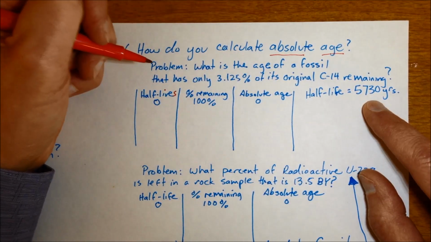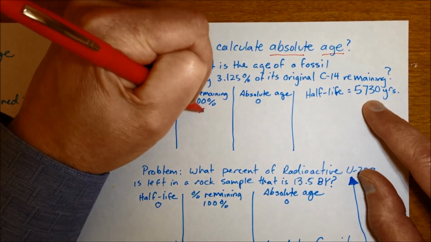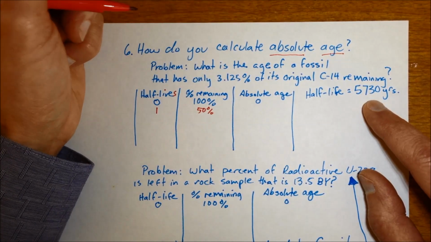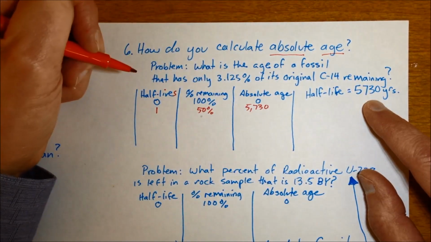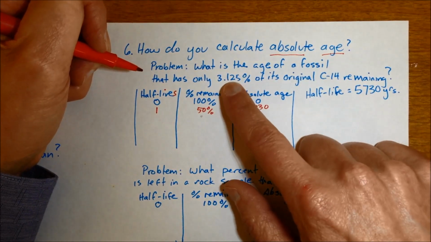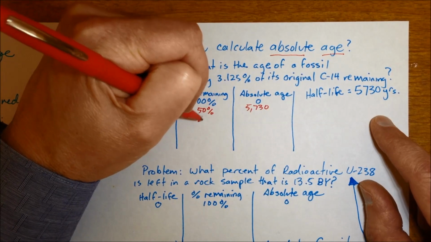Its absolute age at this point, it's just died today, would be 0. But after one half-life, it had 50% of what it originally started with, and that would take on average 5,730 years. And so we're trying to see, well, how old is it when it gets to 3.125%? So I go 2 half-lives.